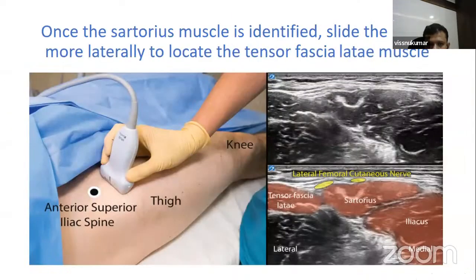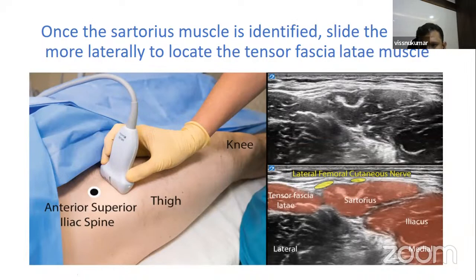So see here, first initially you are just keeping your probe here. Gradually you are sliding laterally, and once you slide laterally, you see a triangular structure. As I told you, it is nothing but sartorius. Okay, and no other muscle is triangular. And these nerves will be hypoechoic, and you just take the needle, bring it here, give the local anesthetic, and you can just get a good relief.